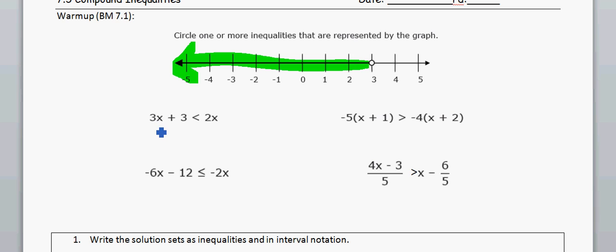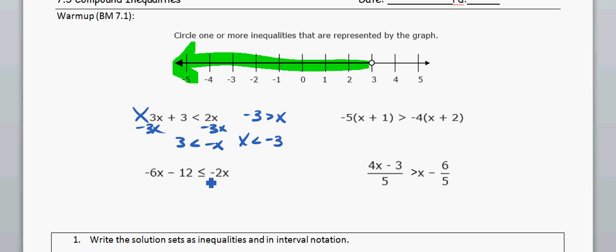The first thing we want to do is solve each one for x, so we'll subtract 3x. We get 3 is greater than negative x. We don't like the negative there, so we'll divide by a negative 1. We get negative 3, and we flip the symbol because we divided by a negative, so negative 3 is greater than x, or in other words, x is less than negative 3. That is not the graph that's above here, so this inequality will not give us the solution of x is less than 3. Let's go to the one below it.